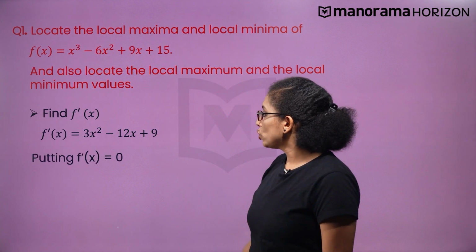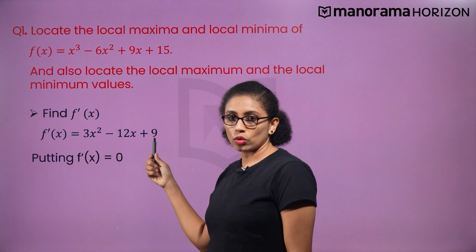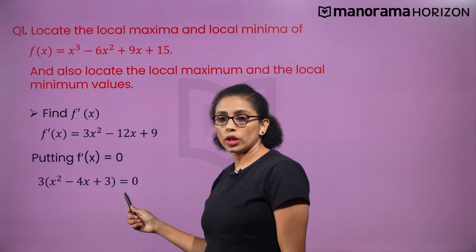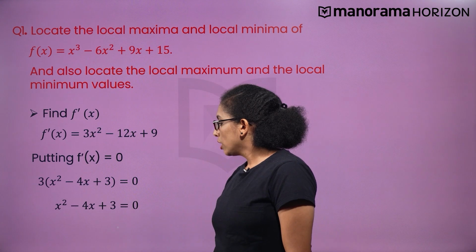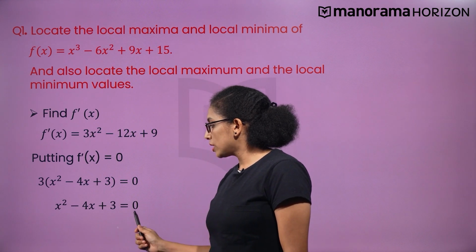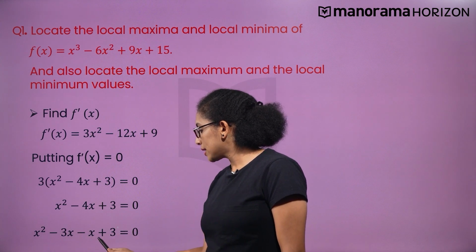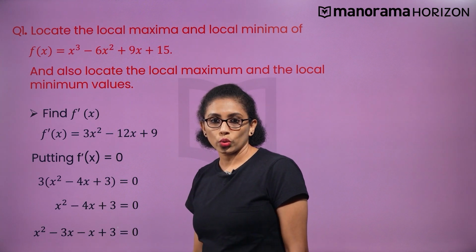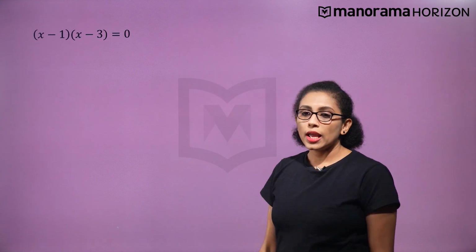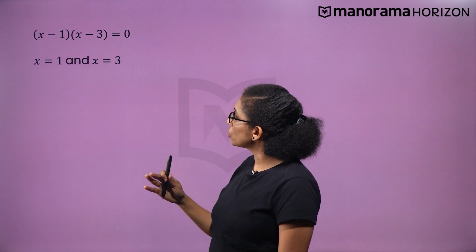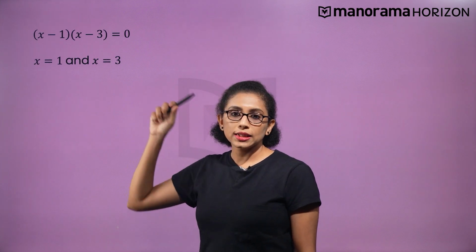Right? Now, we need to set this equal to 0. So, 3 into x square minus 4x plus 3 is equal to 0. Again, we get x square minus 4x plus 3 is equal to 0. And this can be written as x square minus 3x minus x plus 3 is equal to 0. Now, which implies x minus 1 into x minus 3 is equal to 0. So, we get values of x as 1 and 3.